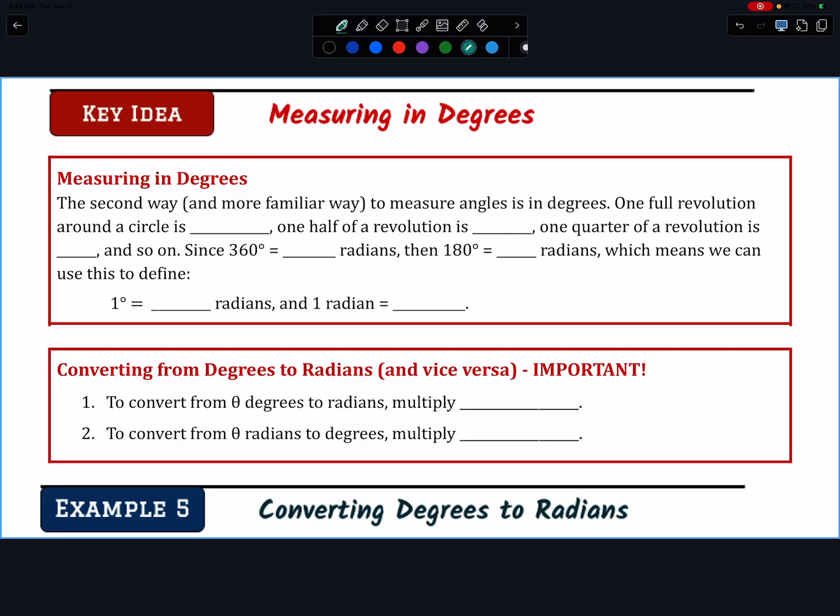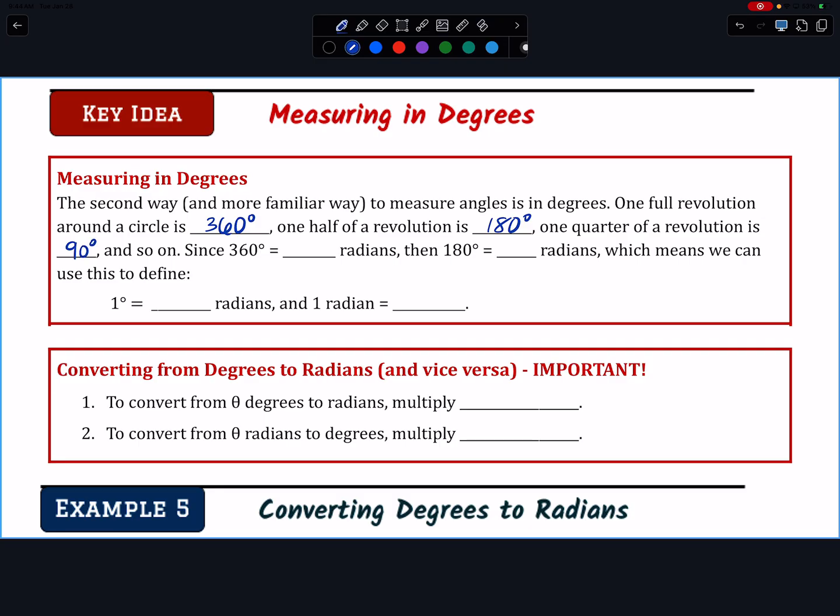One full revolution around the circle, guys, how many degrees was it? 360. One half of a revolution is 180 degrees. 1/4 of a revolution is 90 degrees, and so on.